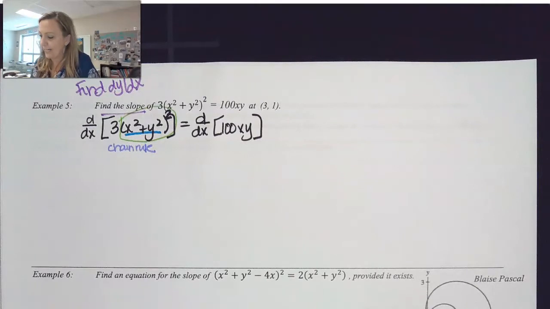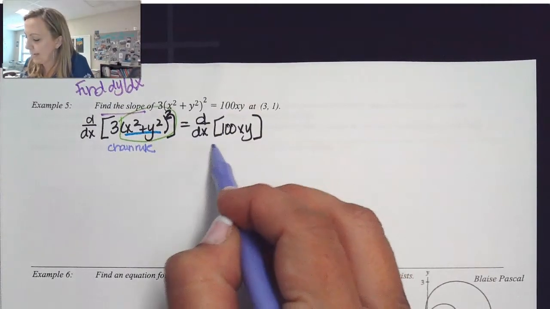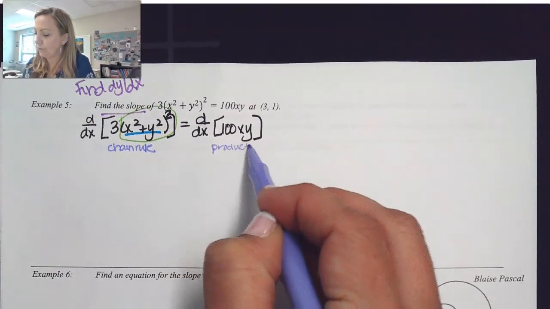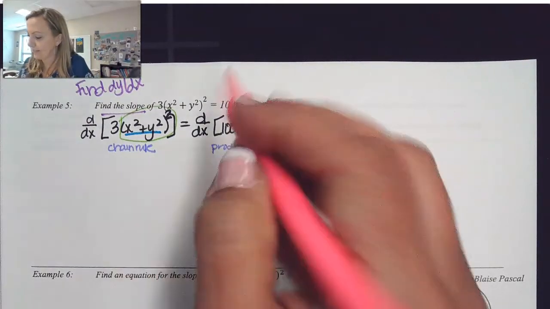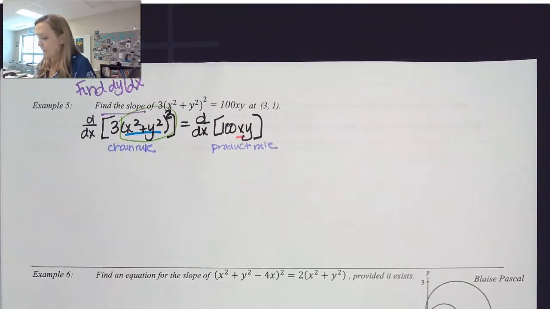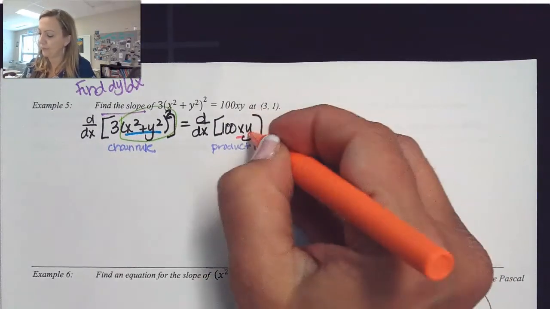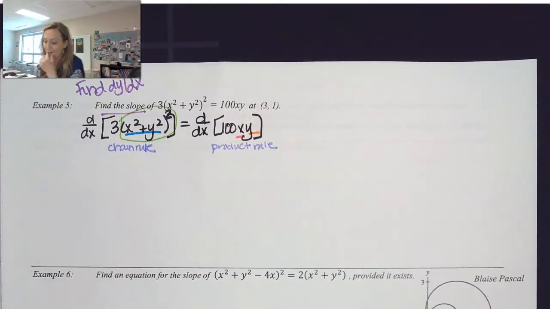And then notice that on this side we have 100xy. For this one we're going to have to use the product rule, because we're going to deal with x and y, but 100 is a constant, so we don't worry about it. Okay? So let's differentiate each of those sides.